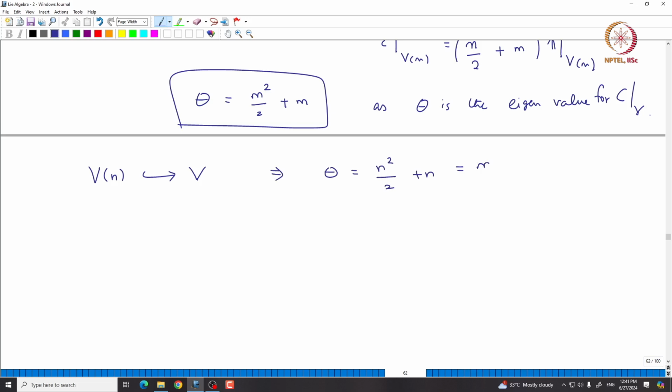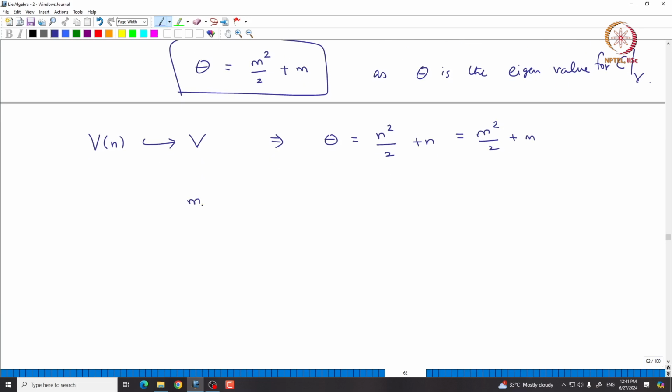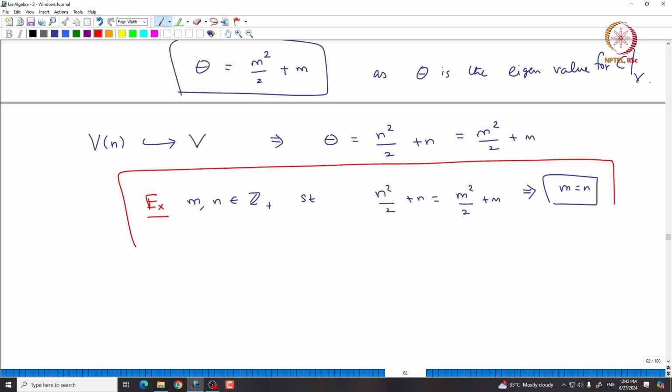So, that forces m square by 2 plus m to be equal to n square by 2 plus n. Now, this is just a simple exercise. If you have m and n non-negative integers such that n square by 2 plus n is the same as m square by 2 plus m, then that forces m equal to n. This is something I leave as an exercise. So, this exercise tells you that from this equation we get m equal to n.